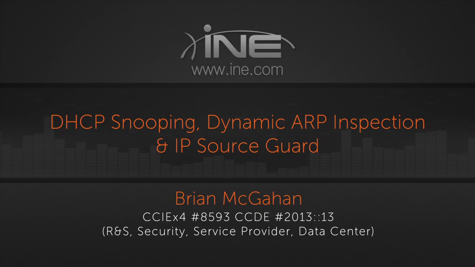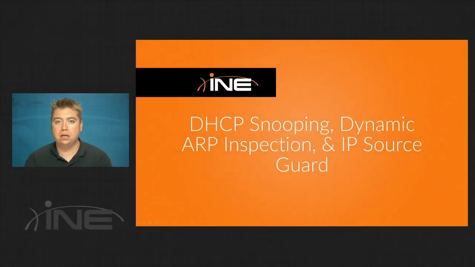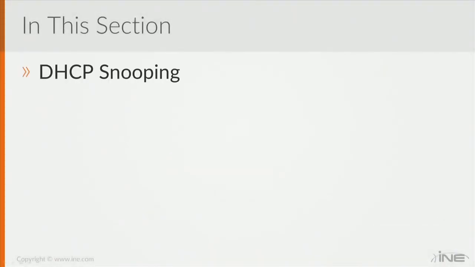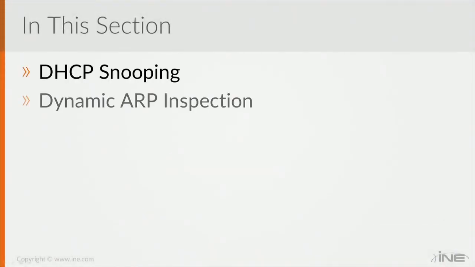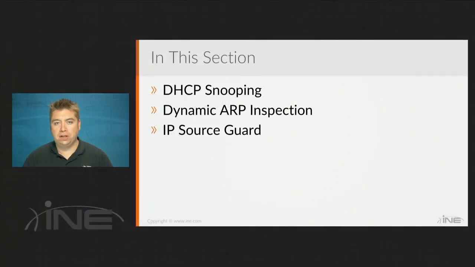In our next section, we're going to talk about three different features in Layer 2 security on the Catalyst switches that go hand in hand, which are specifically DHCP snooping, Dynamic ARP Inspection, and the IP Source Guard features. Now, before we get into the details of what the features are and how we configure them, I want to spend a minute talking about what is the problem that we are trying to prevent to begin with.